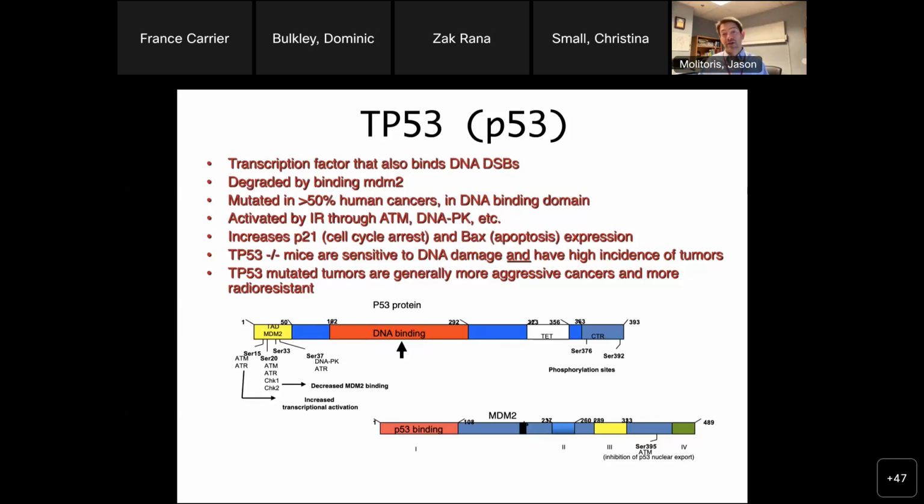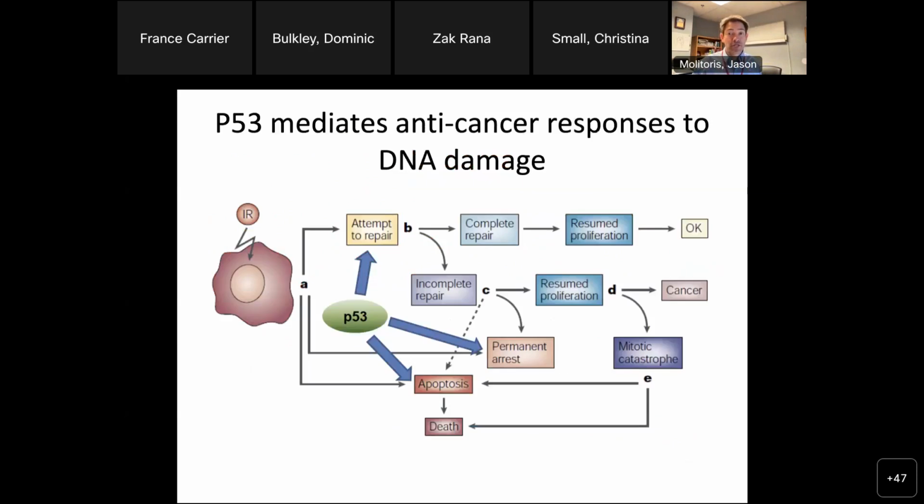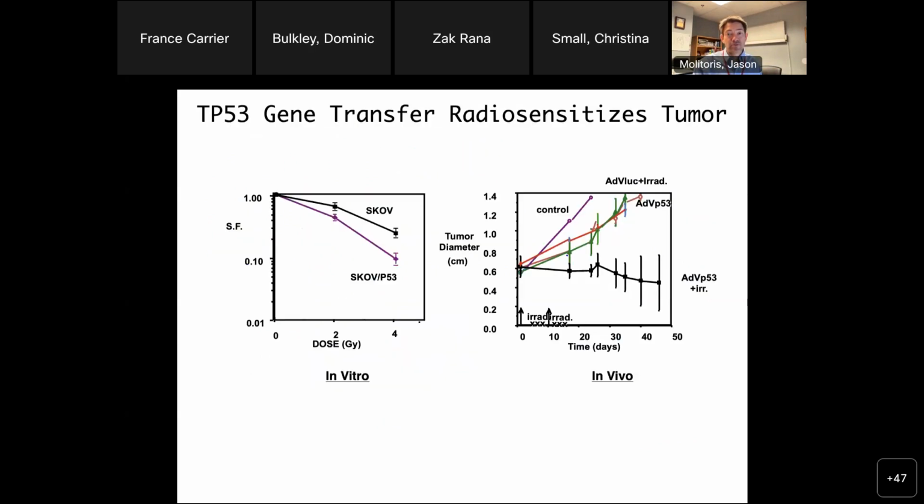So these are things that we can look at as opportunities for increasing the effectiveness of radiation. These are all the ways that P53 works in a radiation-induced system.